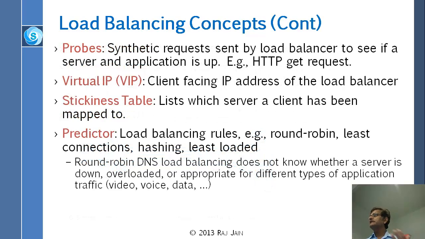And the predictor is actually just the rule or the policy that is used to balance, basically to forward. It could be simply round robin, 1, 2, 3, 4, 1, 2, 3, 4. Least connections, where we keep track of how many connections there are. Hashing, which is random, or least loaded. Least loaded would be ideal because we are a load balancer, but then you have to manage every microsecond and millisecond what the load is on every server. And it's not worth the hassle.